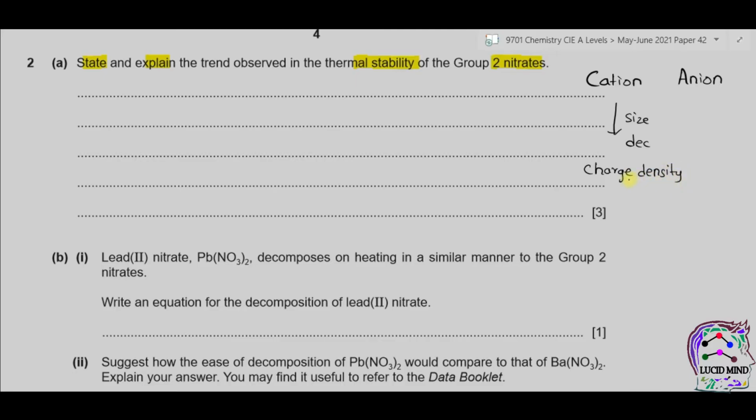When charge density decreases, the polarizing power also decreases. When polarizing power decreases, the anion is less distorted or less polarized. So therefore it will become more stable. So down the group, the thermal stability of group 2 nitrates will increase. We can write the answer, thermal stability increases down the group.